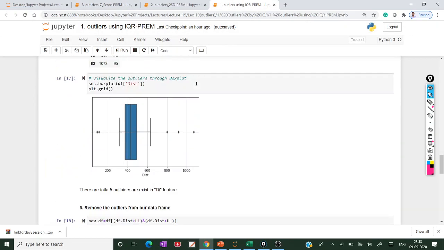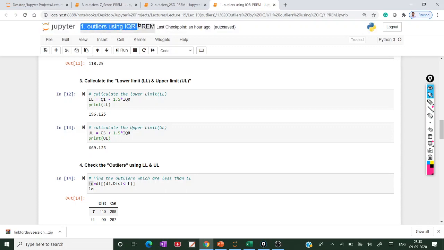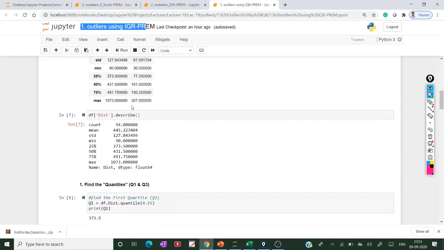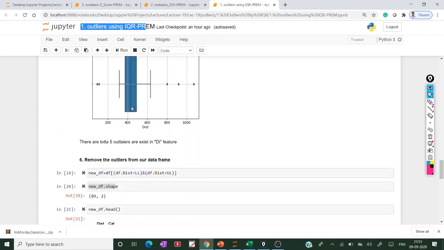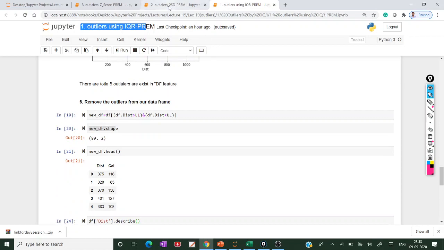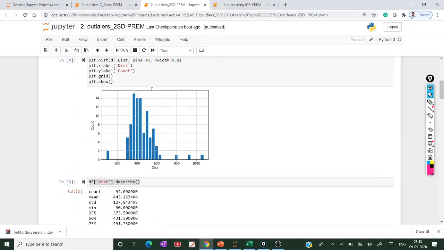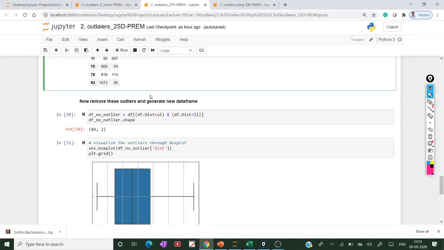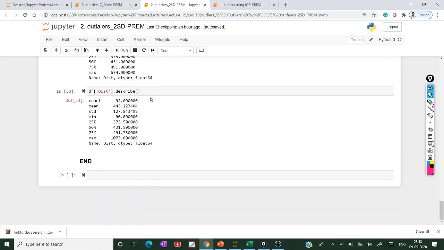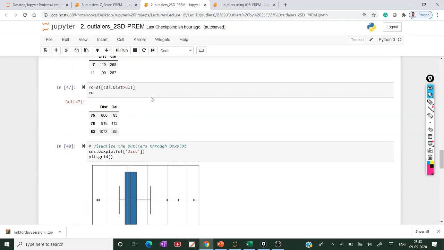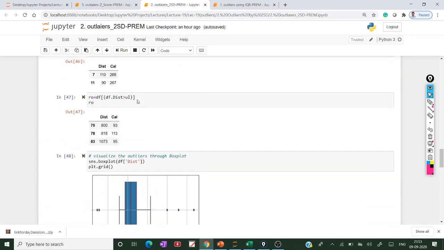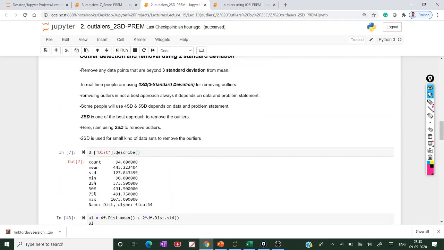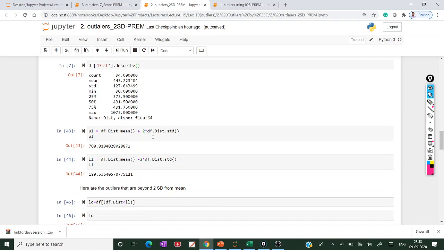So this is the program: outliers using the IQR. In this IQR program, by using the IQR values, we can identify the outliers and remove them. This is the second program. The second program is about identifying the outliers by using the standard deviation. We are using the second standard deviation, third standard deviation. Here we are using standard deviation 2.